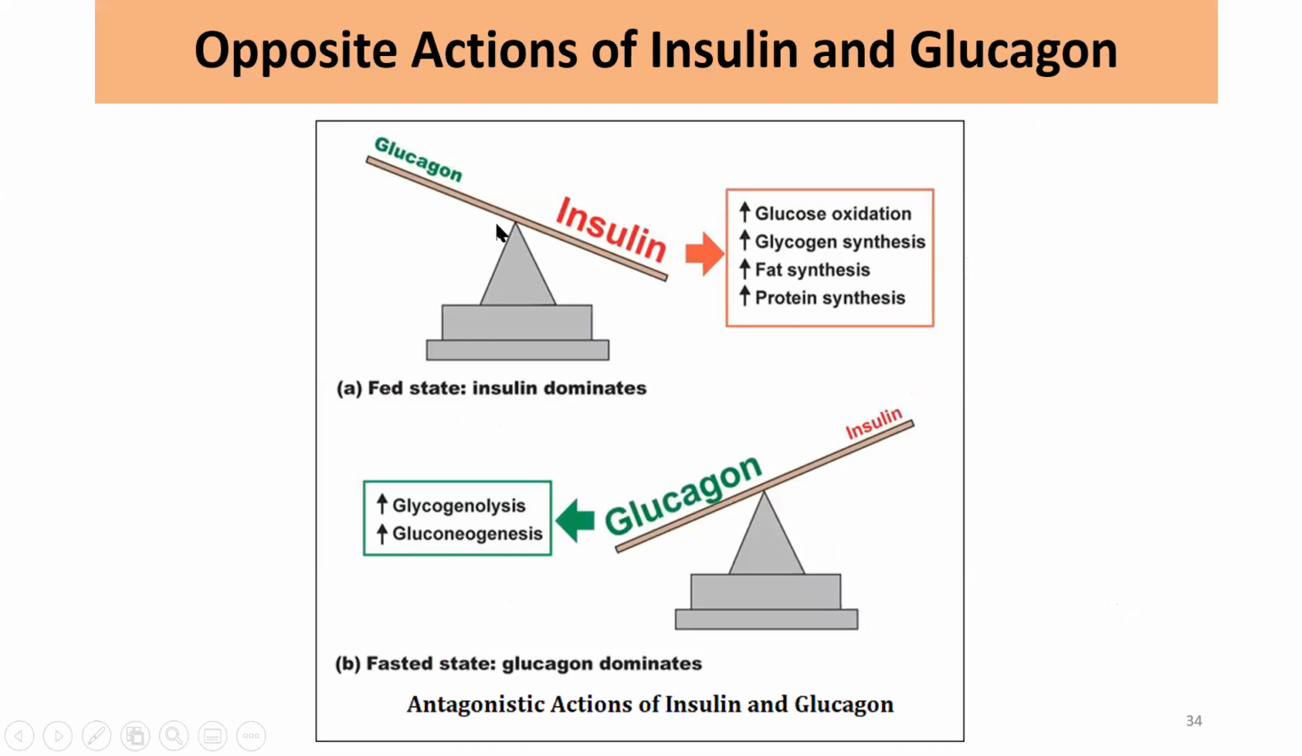So again, this slide clearly clarifies how when there is excessive insulin, when the body is well fed, the insulin would dominate. There's glucose oxidation, glycogen synthesis, fat synthesis, protein synthesis. And when the body is fasted, then there is glucagon, because it's releasing that excess glycogen, which is storing glucose, and it is bringing it to make it released.